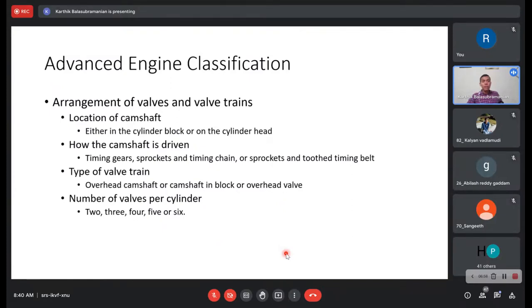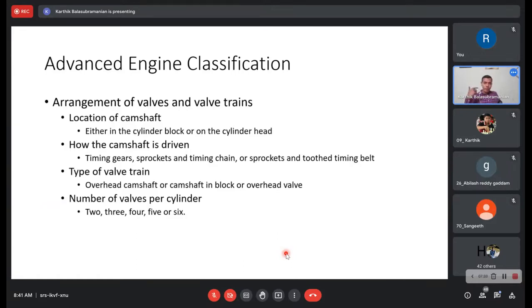The arrangement of valves and valve trains, the location of the camshaft, I'm sorry. You have a camshaft. Have you designed cam profiles in kinematics of machinery? Yes, sir. For a certain period of time the valve should be kept down, and for a certain period of time the valve should move down, and then for a certain period of time it should go up. So you have a cam profile, and based on the profile the cam has to be made.